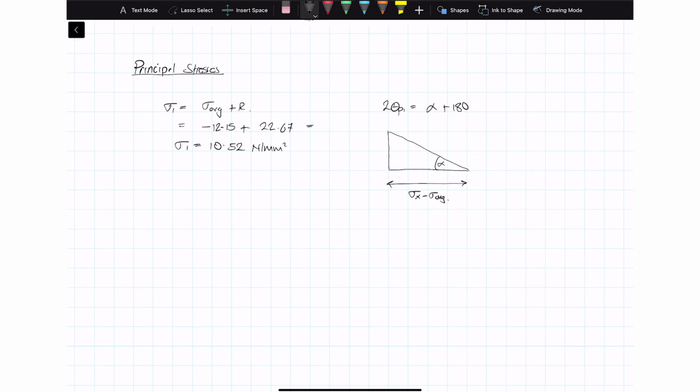This is why I've been saying you can use the geometry of this circle. So that's going to be sigma x minus sigma average, which is minus 32.5 plus 12.15, which is going to be minus 20.35. And then this is going to be 10. And so we can say that alpha is equal to tan inverse of 10 over 20.35. Alpha is equal to 26.2 degrees. And so 2 theta P1 is equal to 26.2 plus 180. That's going to equal 206.2. And so theta P1 is equal to 103.1 degrees, which we know is correct.